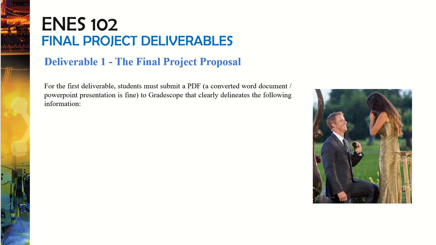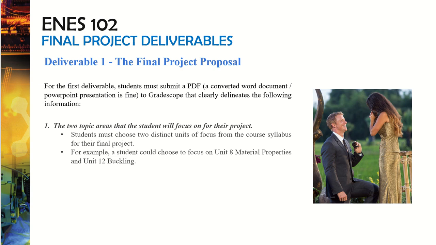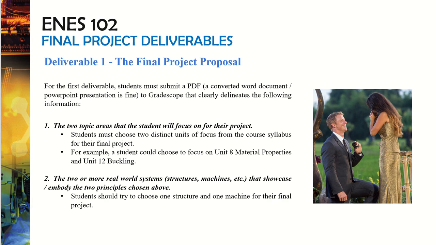Deliverable 1 is the final project proposal. As you can see over here is a famous Bachelor couple with the final proposal on the final episode. So, what you need to do is first propose your project. You need to tell me what 2 topic areas in the course you're going to focus on. So, for example, using the syllabus, you'll look through and say, I might want to choose Unit 8 on material properties and Unit 12 on buckling, which will be the 2 topic areas at a minimum that I focus on to apply to my real-world systems.